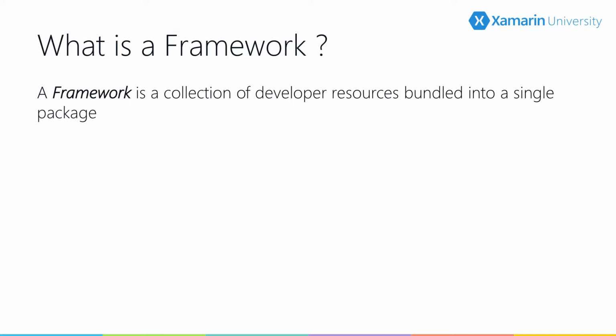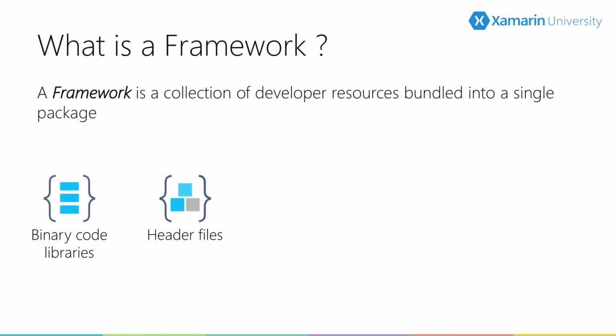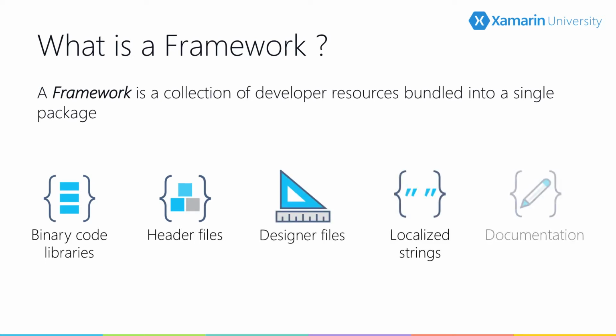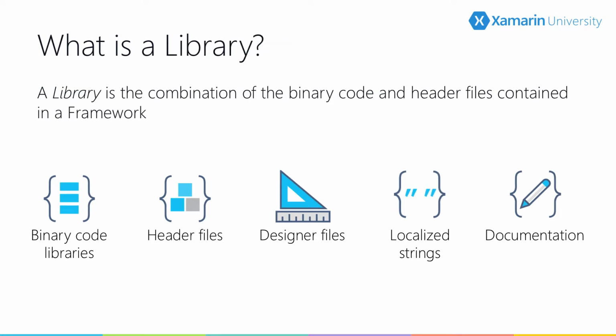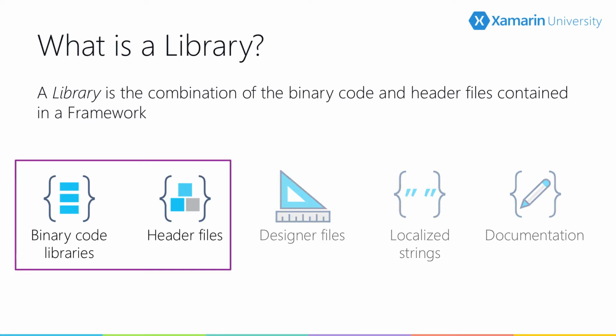A framework lets you combine a collection of resources into a single package. And these resources may consist of binary code libraries, header files, designer files, localized strings, and supporting documentation. The term library, however, refers to the combination of the binary code libraries and the header files.